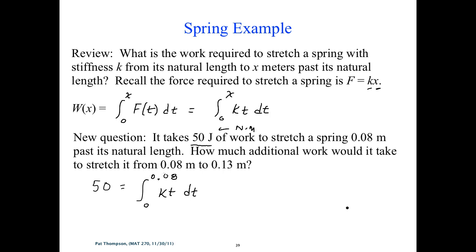Does everyone see that? To find that spring constant, we were given an amount of work, which would be like a value of the dependent variable of a function, a spring work function. Okay, and so what is problematic about this?